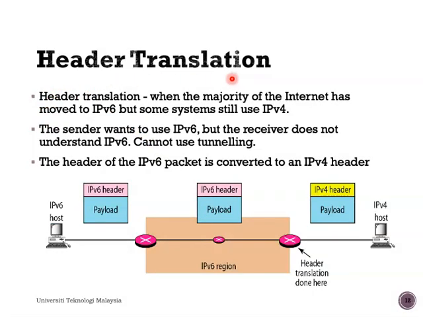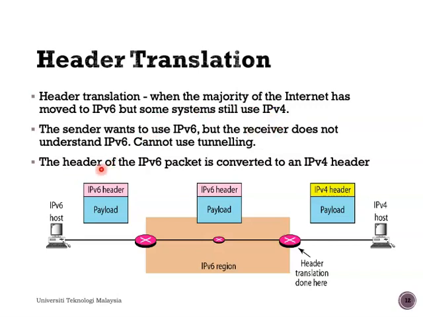Header translation is suitable when the majority of the internet has moved to IPv6, but some systems are still using IPv4. So basically, this is not happening yet. Translation enables the client of a network to access the services of the network and communicate with other network users regardless of their protocol usage. For example, the sender wants to use IPv6, but the receiver does not understand IPv6, so it cannot use tunneling, because tunneling is suitable when the sender wants to use IPv6 and needs to send to another destination which is also using IPv6.